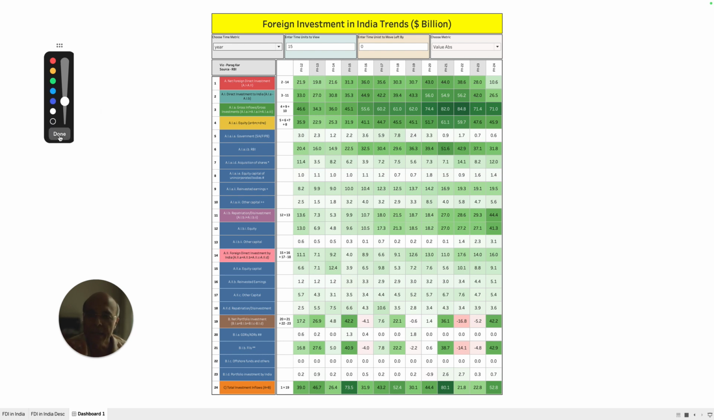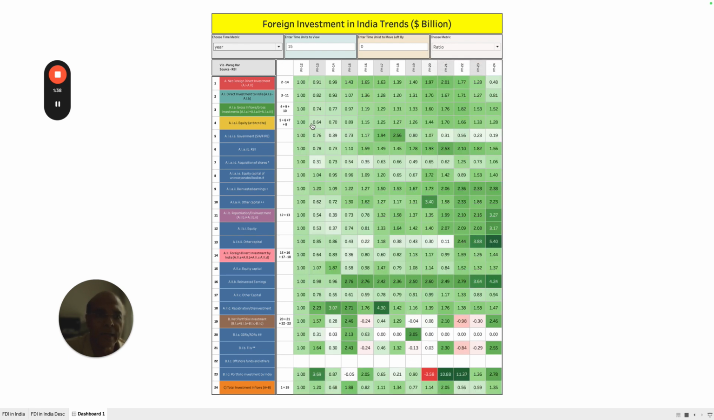Let me explain how the table has been created. This table has two different metrics to choose from. One is the absolute value, which is in $ billion, and the other is a ratio. What is this ratio going to tell us? The ratio is basically going to give us a reference point from the data at the starting point of the table as you go forward in time.